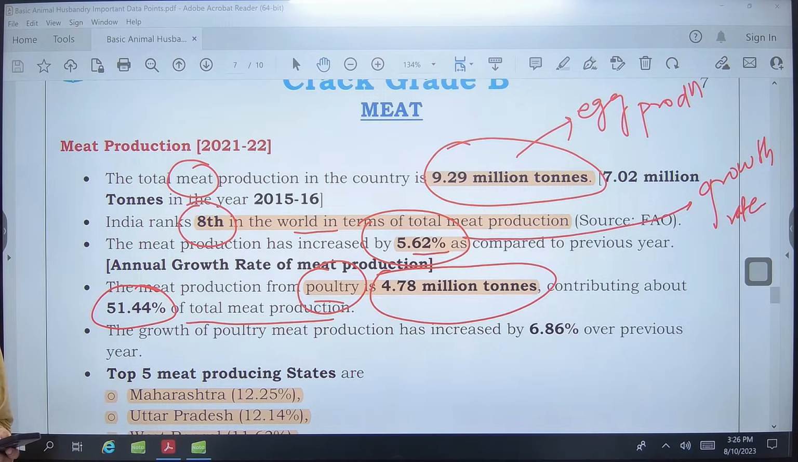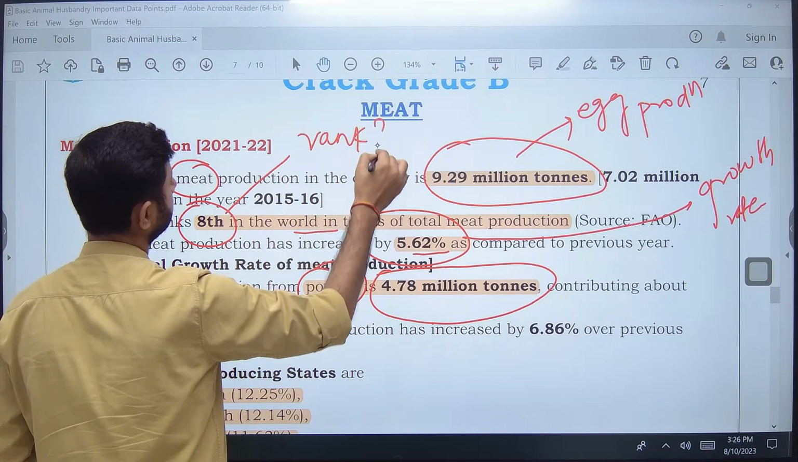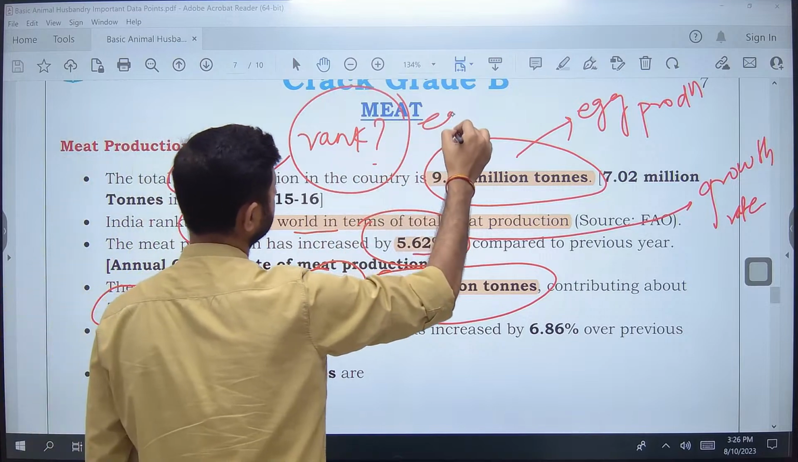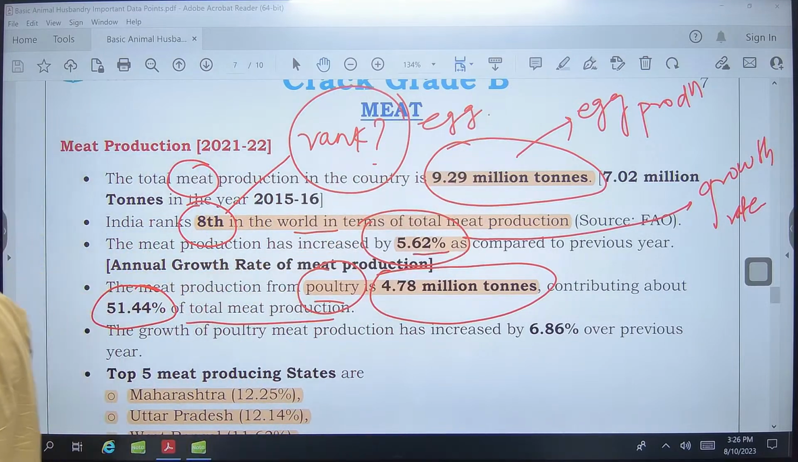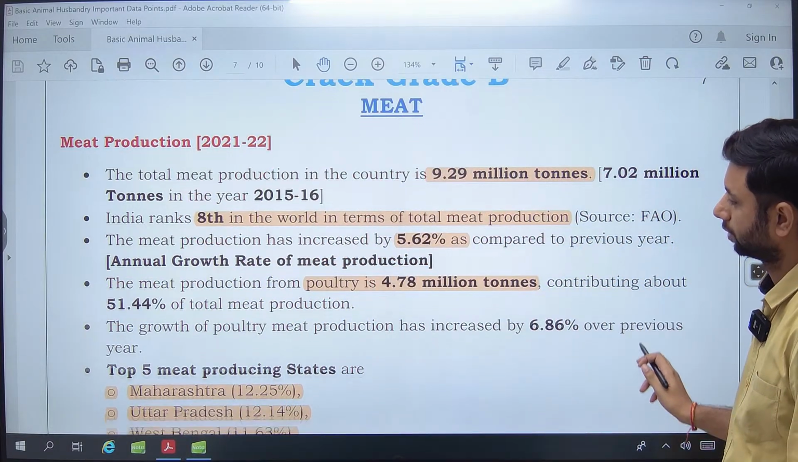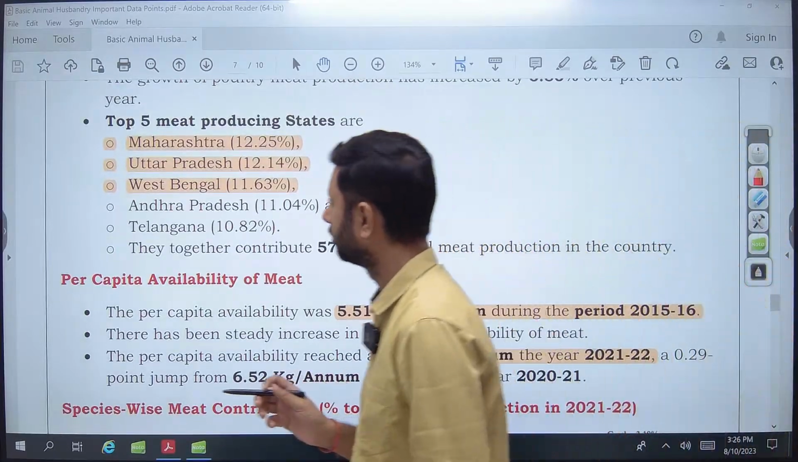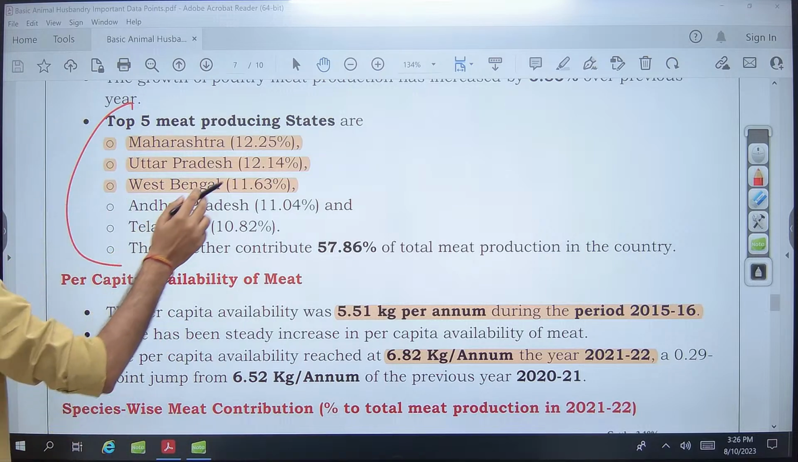Yes, Kirti is right. And growth rate is also right. Yes. And what about the rank? What was the rank in case of egg? Yes, third rank was there. Okay, good. All of you are paying attention to the class. All of you will do good in the NABARD exam.